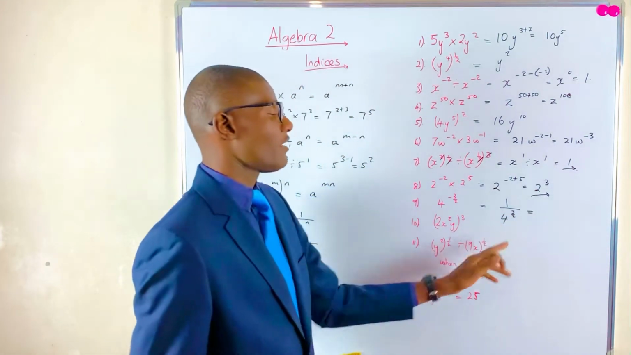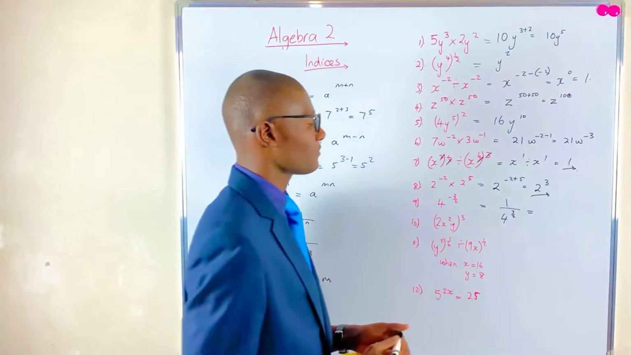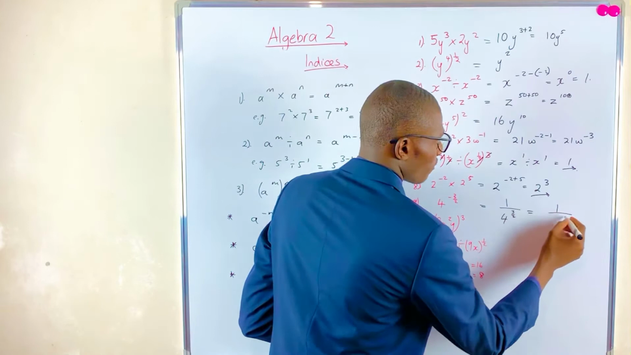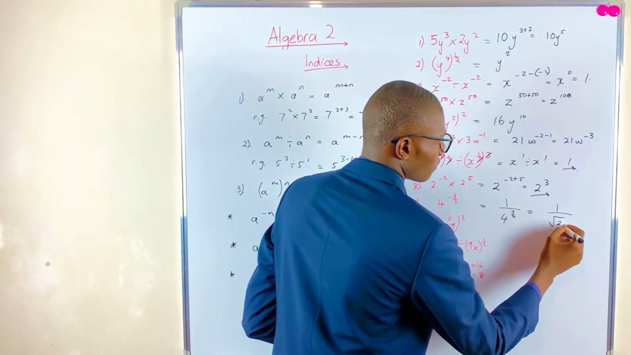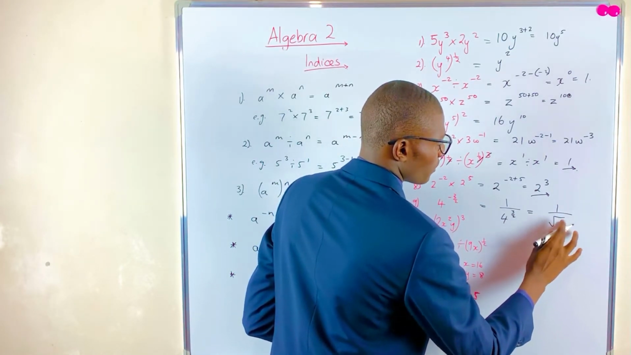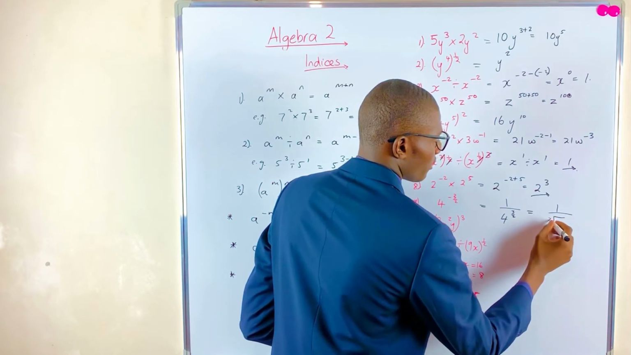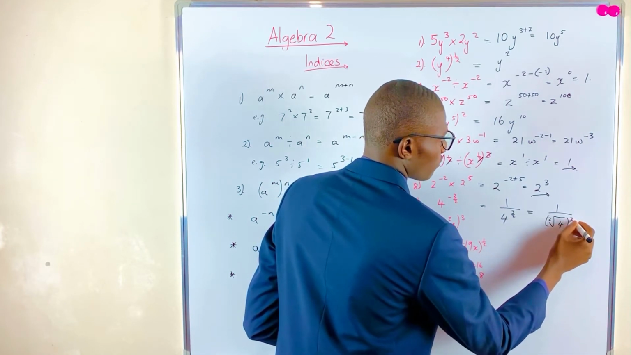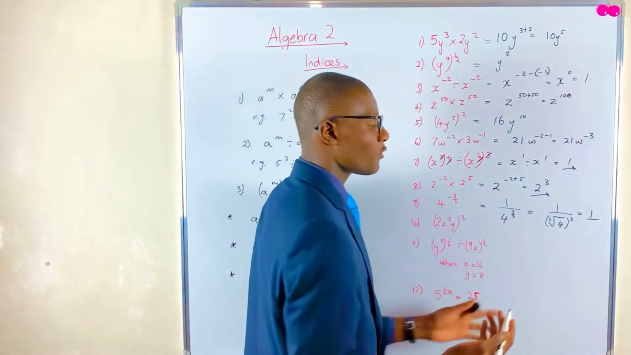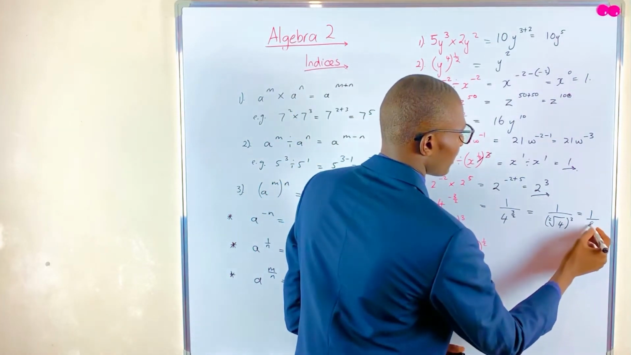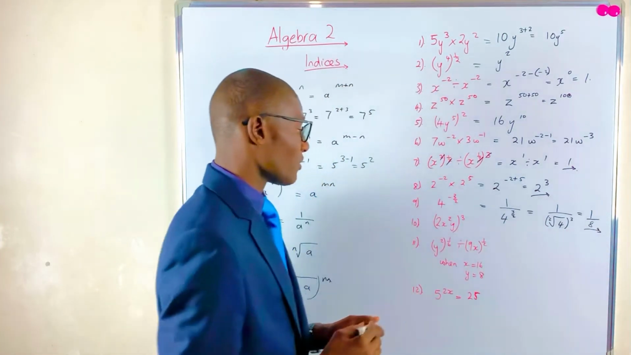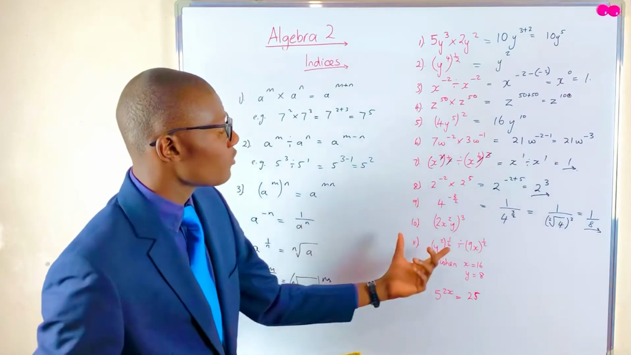And now we can further go on to simplify this, right? Which is 1 over square root of 4, and this is raised to the power of 3. Square root of 4 being 2, raised to the power of 3, we get an 8. So our answer will be 1 over 8. And then moving on to number 10.